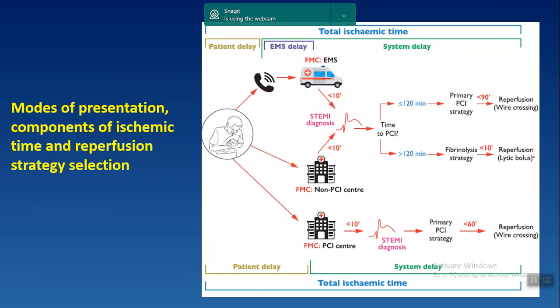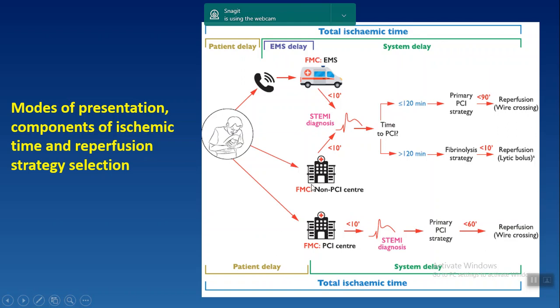The management of STEMI should be focused around time, because the classical teaching says minutes equal muscle. Every minute that passes equals the loss of myocardial muscle. Here the patient might present either to the emergency service, or to a non-PCI center, or to a PCI center. This is the first medical contact. It's recommended that in all these sites an ECG is obtained, and the diagnosis of STEMI should be made within less than 10 minutes.